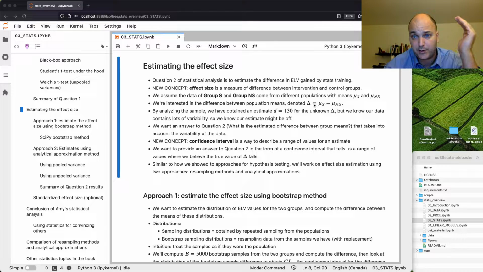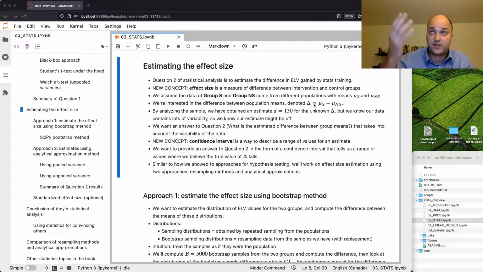Up until now, the hypothesis testing was just convincing skeptical colleagues, right? It was just allowing us to proceed here. There is a difference of some sort. Now we want to measure how big is that difference. And this is the quantity we care about, right?